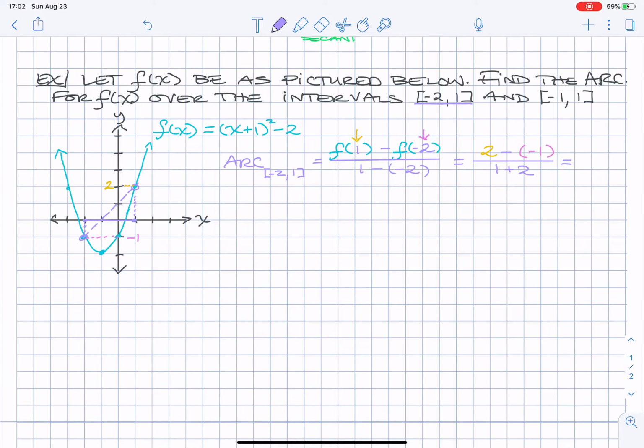Anything divided by itself is just going to be 1. Now, is it true that the slope of this line is 1? This purple line here, is that 1? If I rise 1, run 1, rise 1, run 1, rise 1, run 1, yes. Looks like the slope of that purple secant line is indeed 1.